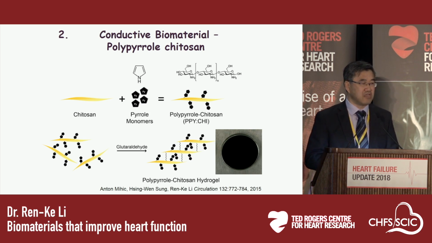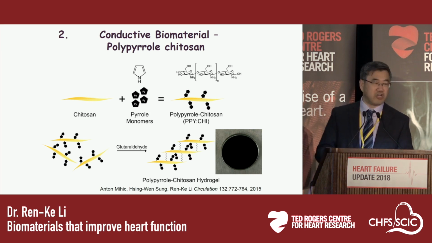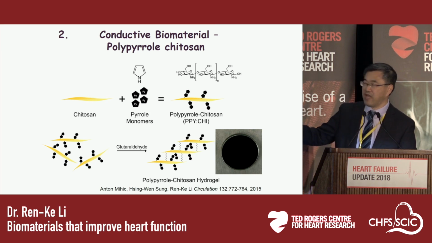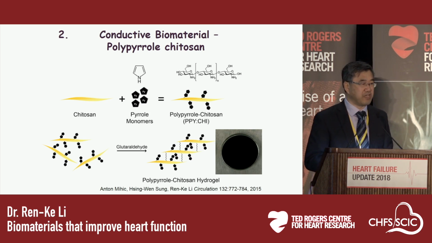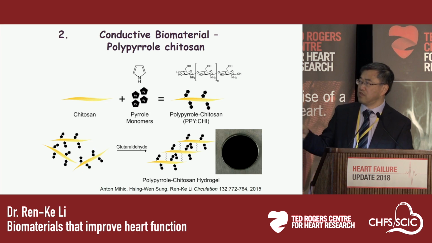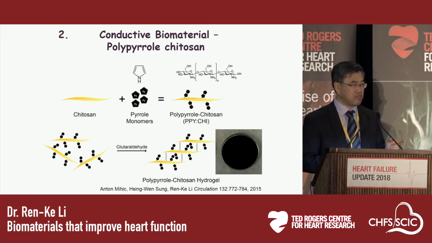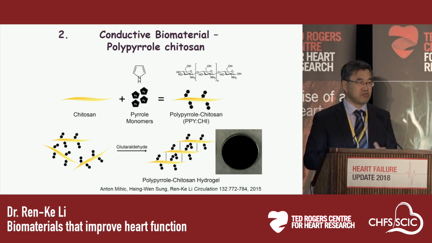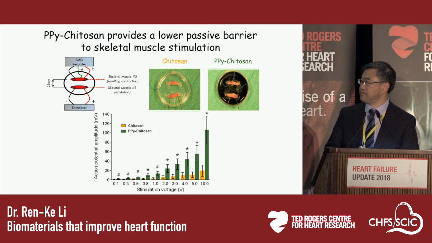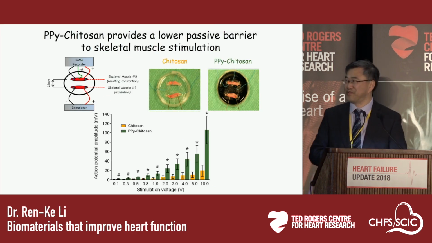And then we cross-linked the polypyrrole chitosan into a hydrogel, and then we can cover the culture plate. So the first thing we did was immobilize the conductive material into the biomaterial to generate this conductive biomaterial. It's a little bit confusing.